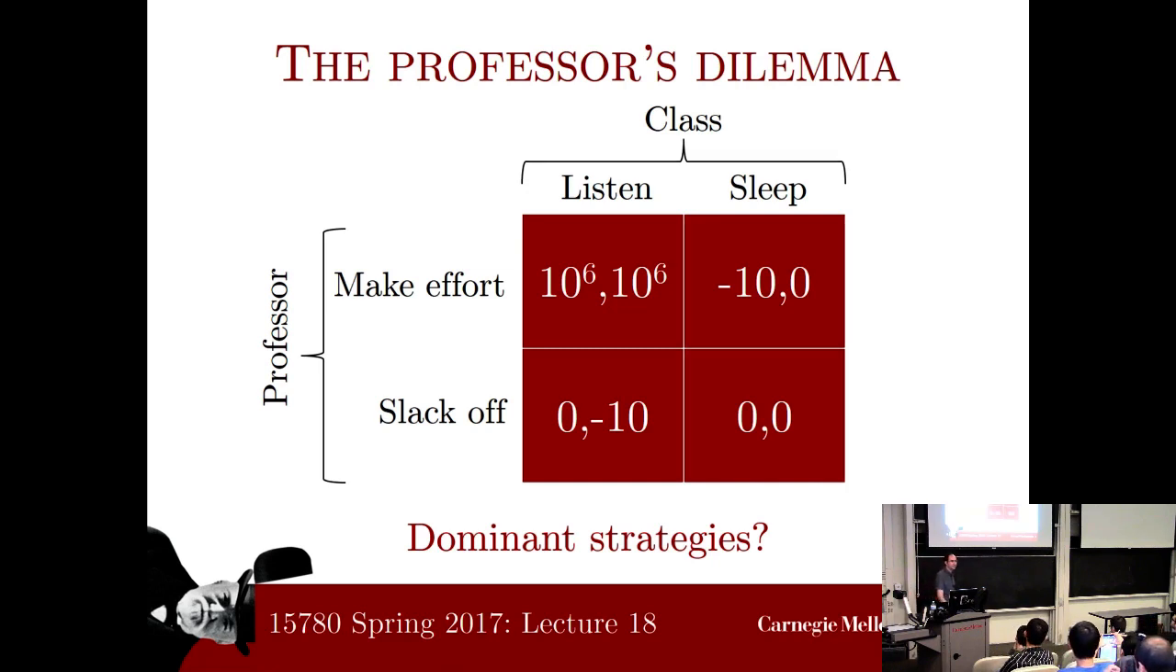Priya? No. So let's say I'm the professor. If I know the class is going to listen, then I'm going to want to make an effort. But if I know the class is going to sleep, I'm going to slack off. So depending on what the class does, my option changes. Excellent. Right. So Priya is saying the difference here is that what's best for each player actually depends on what the other player is doing. So it's not a situation like before where whatever the other player is doing, I want to play the same action. So the solution concept we use to solve the Prisoner's Dilemma isn't going to help us here decide what's the right thing to do.